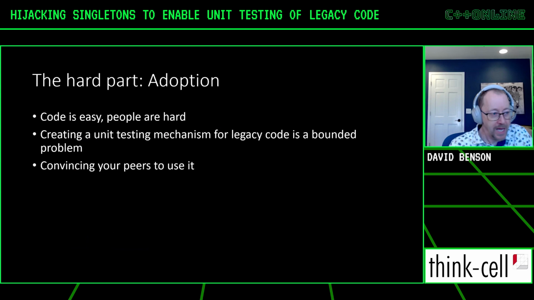All right. Now for the hard part, adoption, right? Creating a unit testing mechanism for legacy code, getting it to work, iterating through a couple of times, finding those thorny parts in your code, writing examples of how it gets used, documentation, presenting to your peers on how it works. That's pretty bounded. The open-ended part is convincing your peers to use it and going through existing code and going from 0% coverage to a high number that satisfies your testing bar.